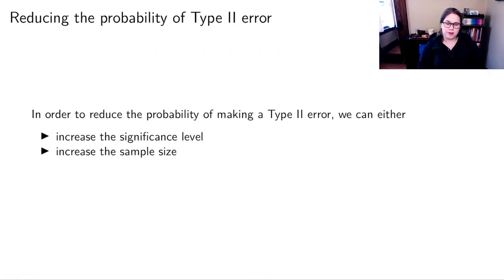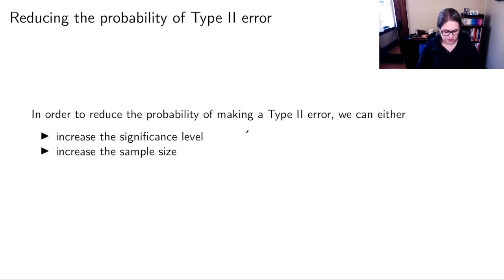So that was kind of about type 1 error. There's also type 2 error, and that's where we failed to reject the null, even though the alternative was the thing that was true. And we can reduce the probability of making that kind of error in two different ways. One would be to increase the significance level.